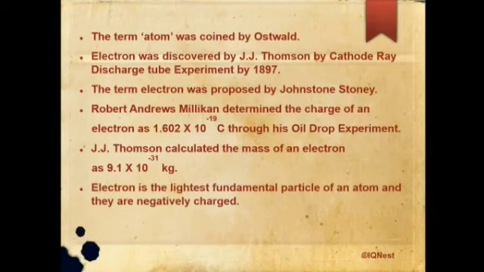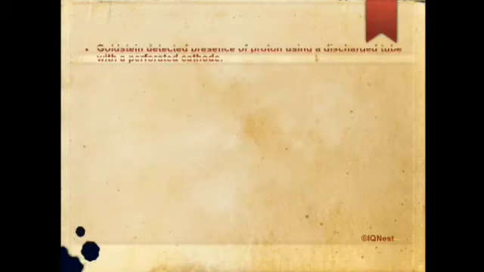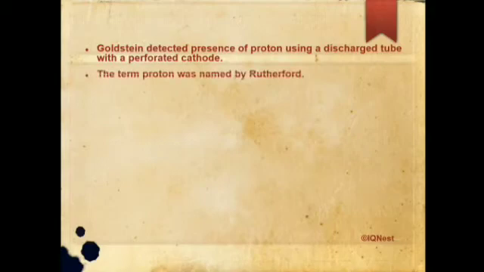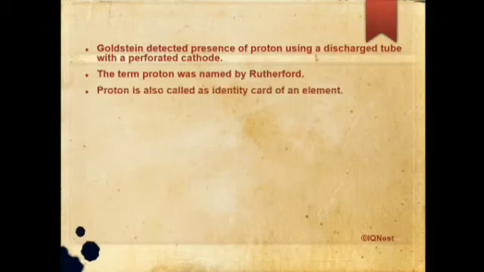The next point is, an electron is the lightest fundamental particle of an atom and they are negatively charged. So the charge of an electron is negative. The next point, Goldstein detected the presence of a proton using discharge tube with a perforated cathode. The term proton was named by Rutherford. A proton is also called as identity card of an element. So, which is called as the identity card of an element? So, the answer is proton.